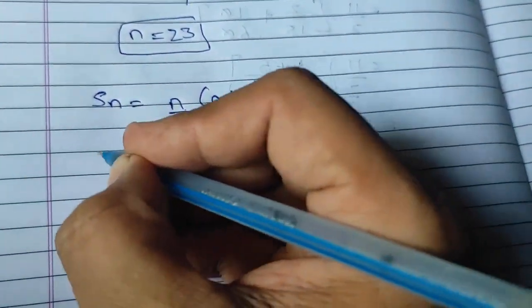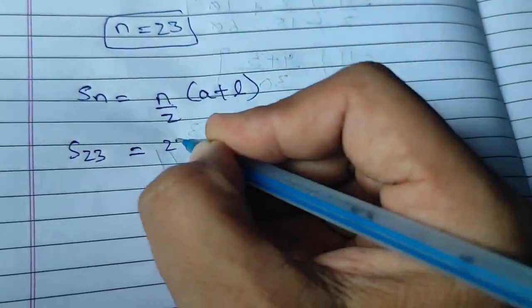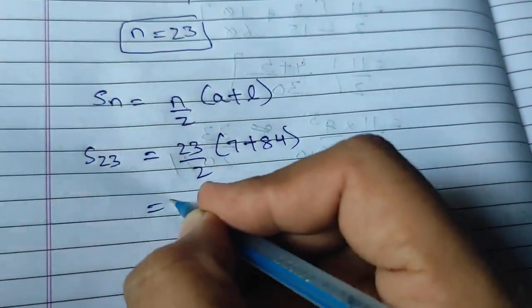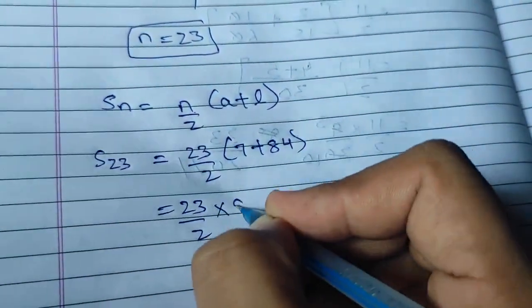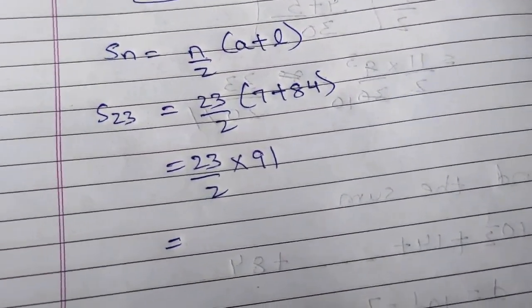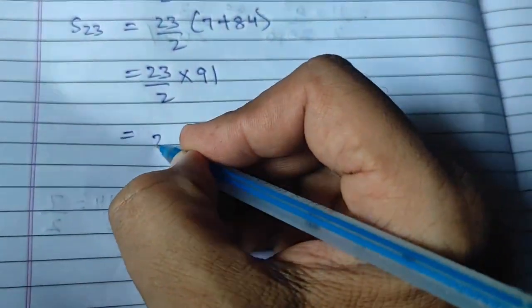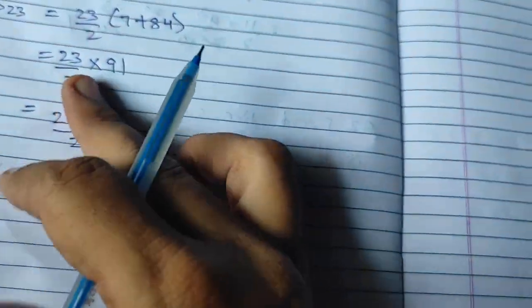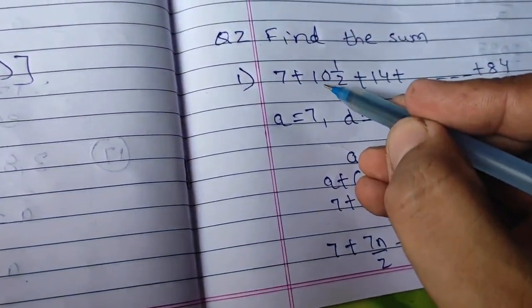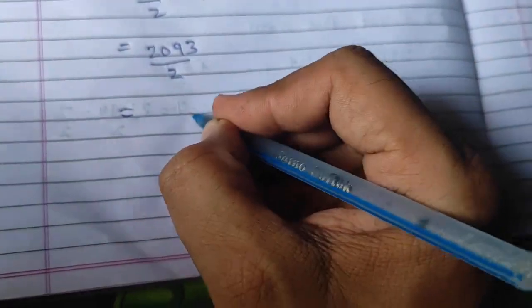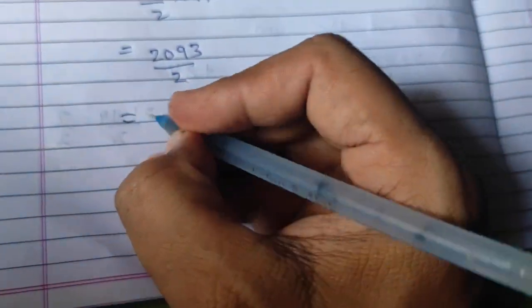Here I am taking n as 23. The first term is 7 and the last term is 84. So 23 upon 2 into 91. So now please multiply 23 and 91. That is 2093. Divide by 2. Clear? Now see students, here some of the terms are in integer type. So let us divide this also into an integer. 2093, you divide by 2.